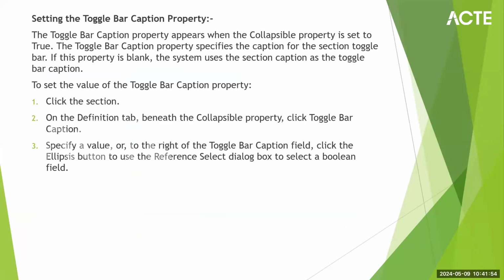Set in the toggle bar caption property. If you have any caption, you can give that as well. The caption will be displayed with that particular symbol. How to set that? Click on the section, on the definition tab beneath the collapsible property, give the toggle bar caption and click the value. Or if you have any field already with that caption, you can map that.